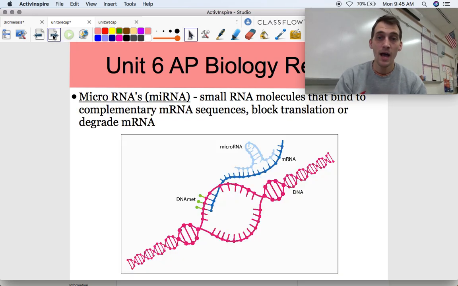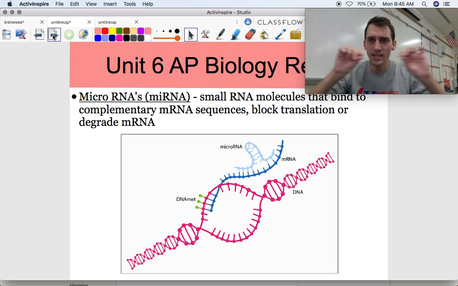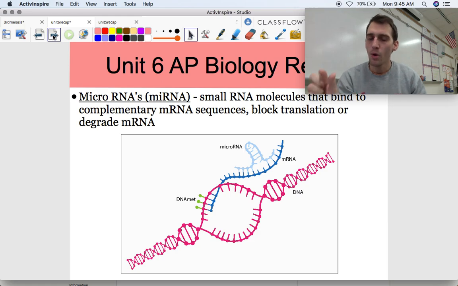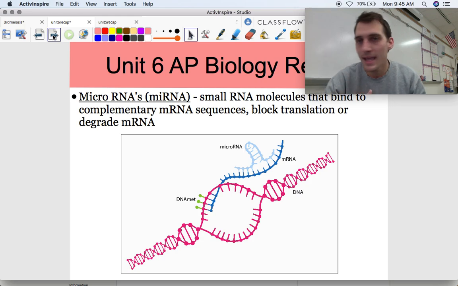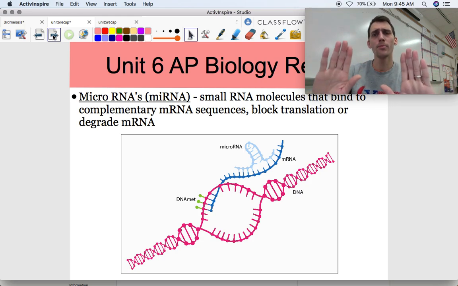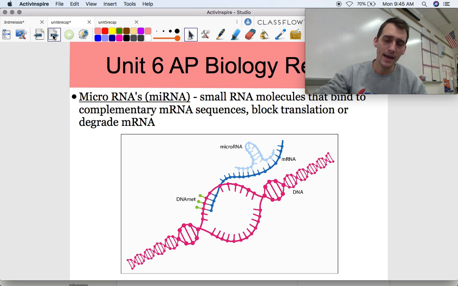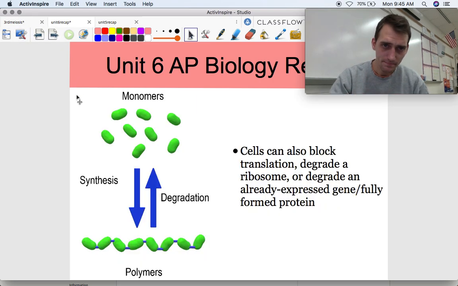MicroRNAs, this is fun. A small RNA molecule that binds to a complementary mRNA sequence and it blocks translation, right? So mRNA is single-stranded. Now, what if you take a little tiny piece of RNA called a microRNA and you bind it to that mRNA? Well, then it can't go through the ribosome and that gene cannot be expressed, right? So just say, whoa, pump the brakes, do not express this gene. You can add a microRNA to basically stop translation from occurring, which is kind of cool.